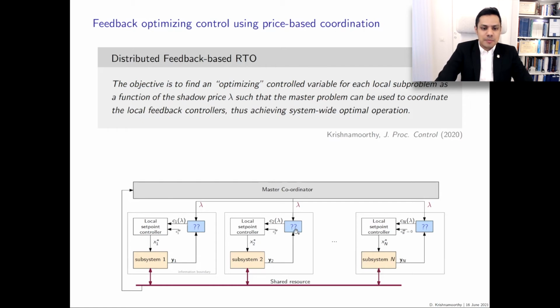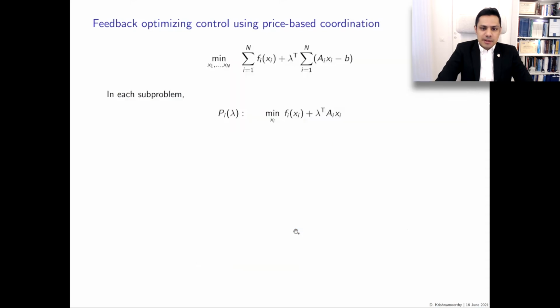What should we control? To answer this, let us go back to the optimizing problem with the relaxed coupling constraints. That is the dual decomposition framework, where each subproblem is expressed as a function of the Lagrange multipliers or the shadow prices, as shown here. So for the stationarity condition in each subproblem, we need that the gradient of the cost function plus ai times lambda must be equal to 0.